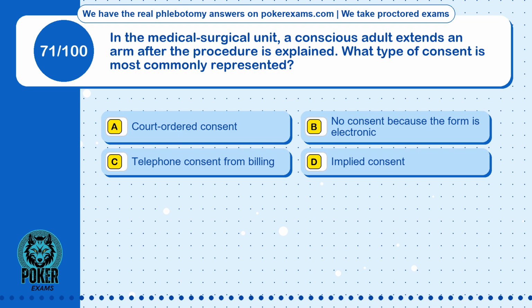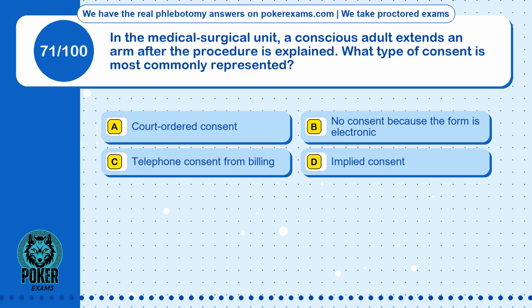Question 71. In the medical surgical unit, a conscious adult extends an arm after the procedure is explained. What type of consent is most commonly represented? Option A, court-ordered consent. Option B, no consent because the form is electronic. Option C, telephone consent from billing.